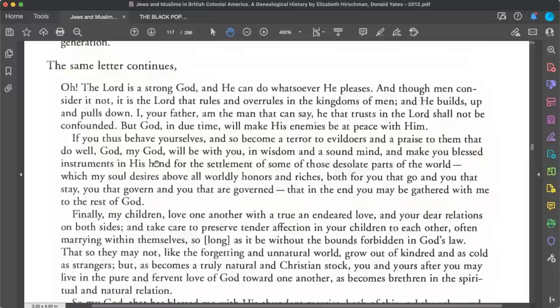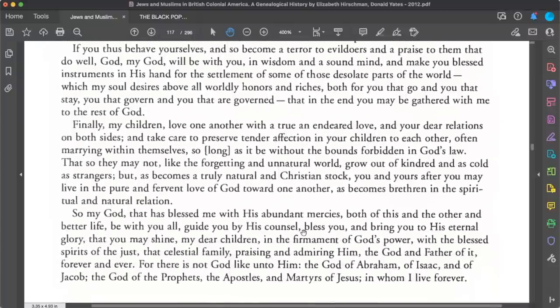"Oh, the Lord is strong God, and he can do whatever he pleases. And though men consider it not, it is the Lord that rules and overrules in the kingdoms of men. And he builds up and pulls down. I, your father, am the man that can say, he that trusts in the Lord shall not be confounded. But God in due time will make his enemies be at peace with him. If you thus behave yourselves and so become a terror to evildoers and praise to them that do well, God, my God, will be with you in wisdom and sound mind and make you blessed instruments in his hand for the settlement of some of those desolate parts of the world, which my soul desires above all worldly honors and riches, both for you that go and you that stay, you that govern and you that are governed, that in the end you may be gathered with me to the rest of God.